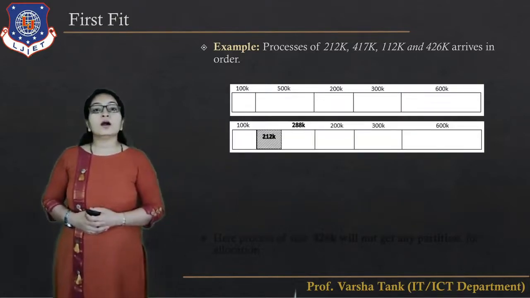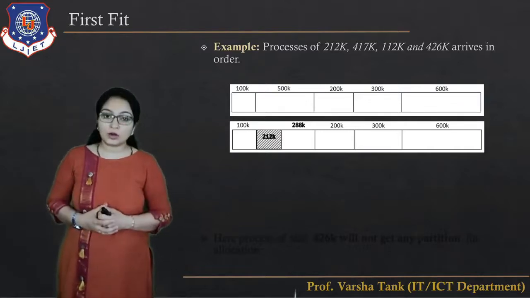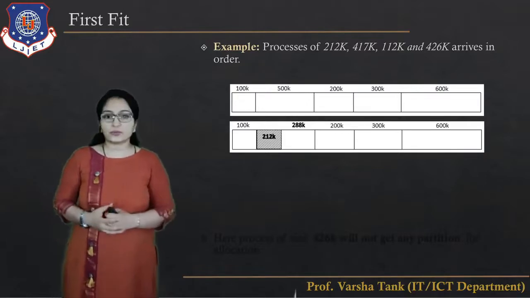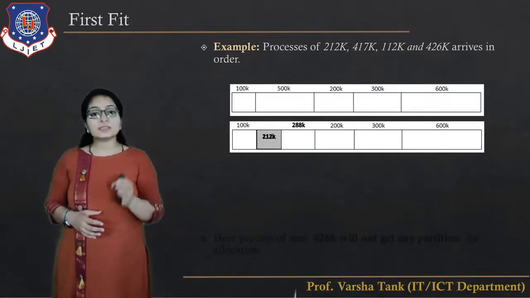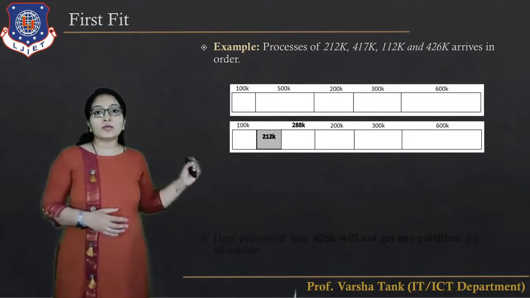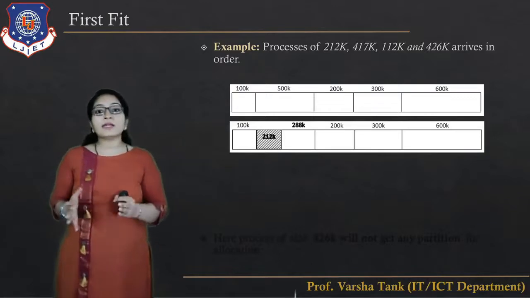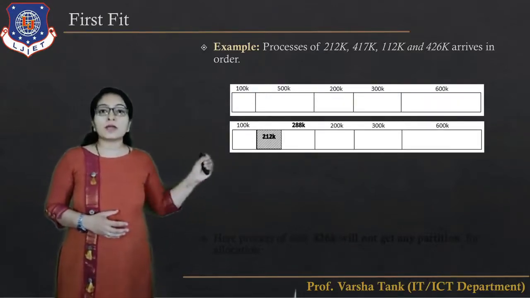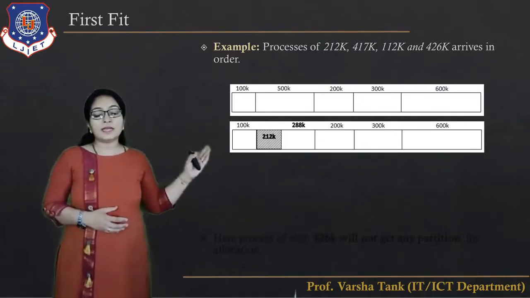Here the first process is 212K. It is given that they arrive in order, so first we have to select the 212K only. We cannot select any other process. For 212K, 100K is not enough, but the 500K is a big enough hole. So from this 500K we will assign 212K, and the remaining 288K is a free partition.